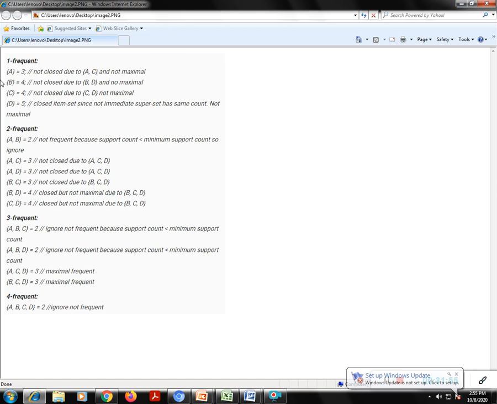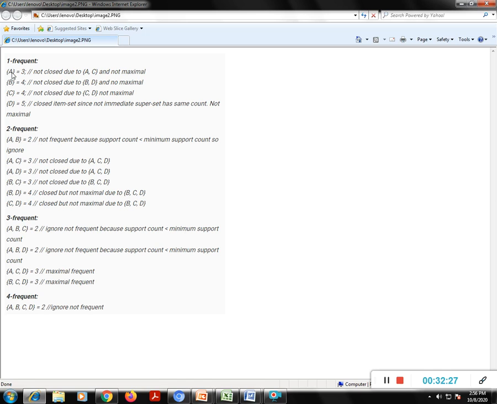So A is frequent. A is equal to 3, and it is frequent because the minimum support count given in the question is 3. So I will say A is frequent, B is also frequent, C is also frequent and D is also frequent. Means all of these are frequent. What about their closed? For closed we have to check their immediate superset. As it is 1 frequent, their immediate supersets will be only 2 frequent, not the 3 frequent. So I will check for the 2 frequent.